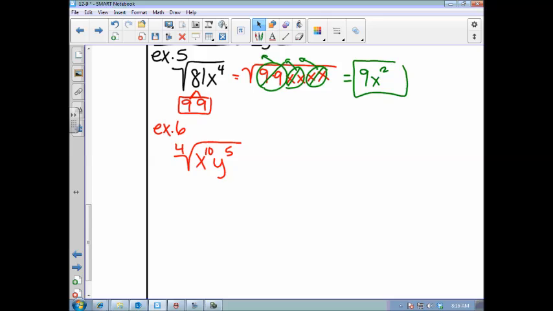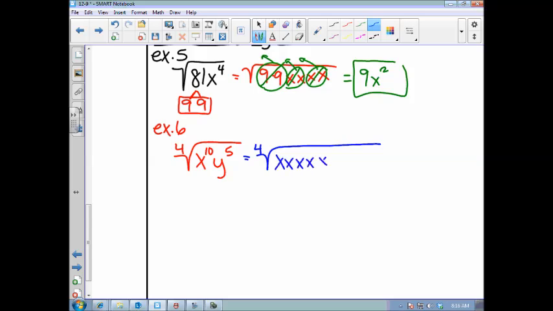So there will be a couple things that stand underneath. So you should have expanded it out. How many x's were there? 10. How many y's were there? 5. Good.